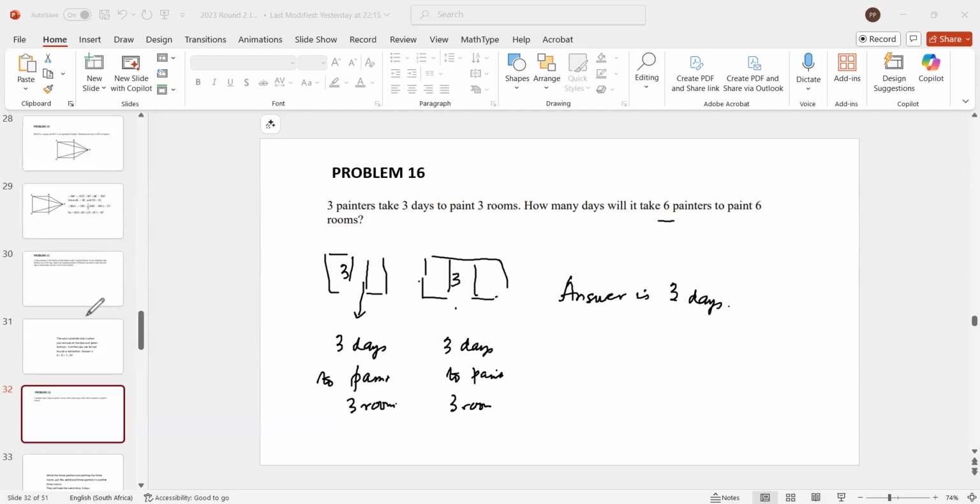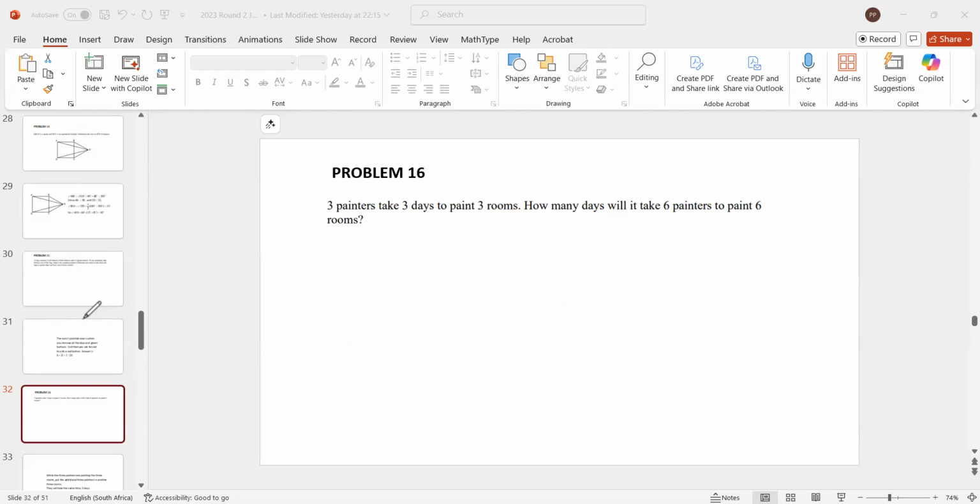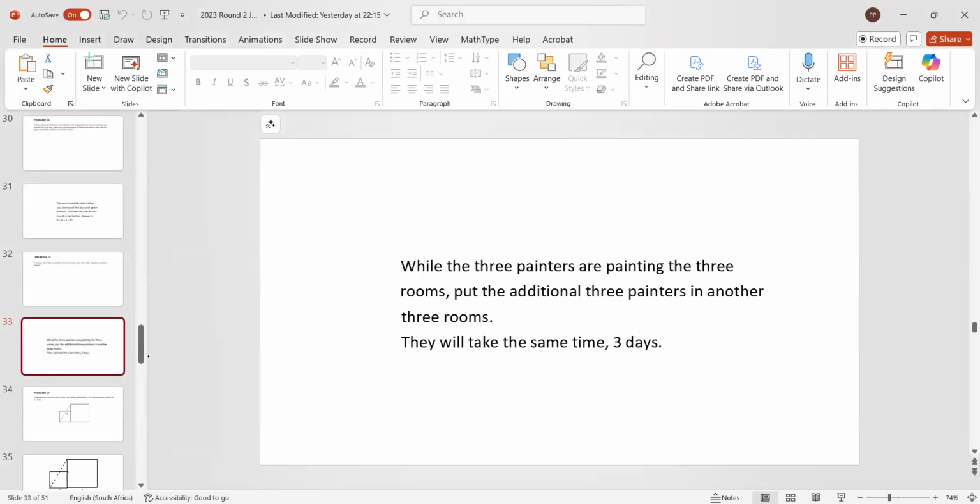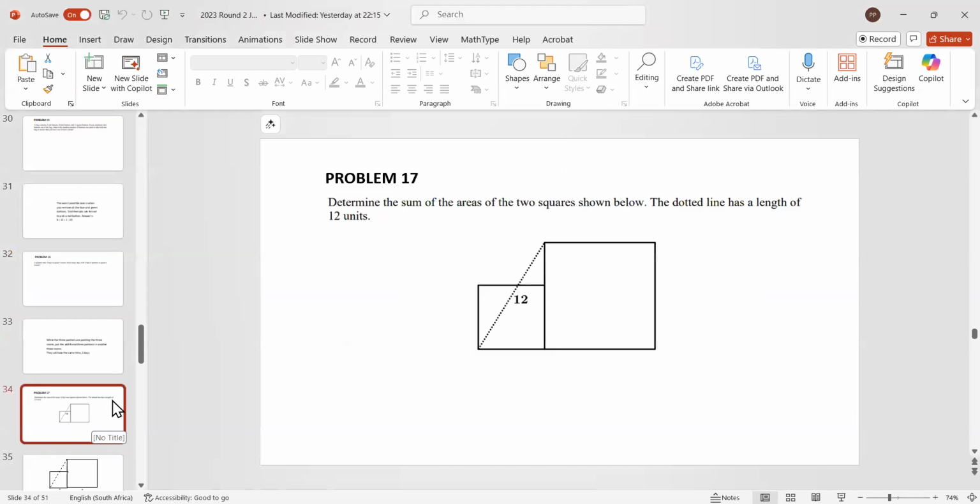All right, that's another way of looking at it. So you can think about that. It's a little bit more tricky. Okay, so we go on. Let's just check to see whether this is right. Okay, we use the same argument here. Put the additional three pieces of paper in three rooms. All right. So we go on to the next problem, which is problem number 17.